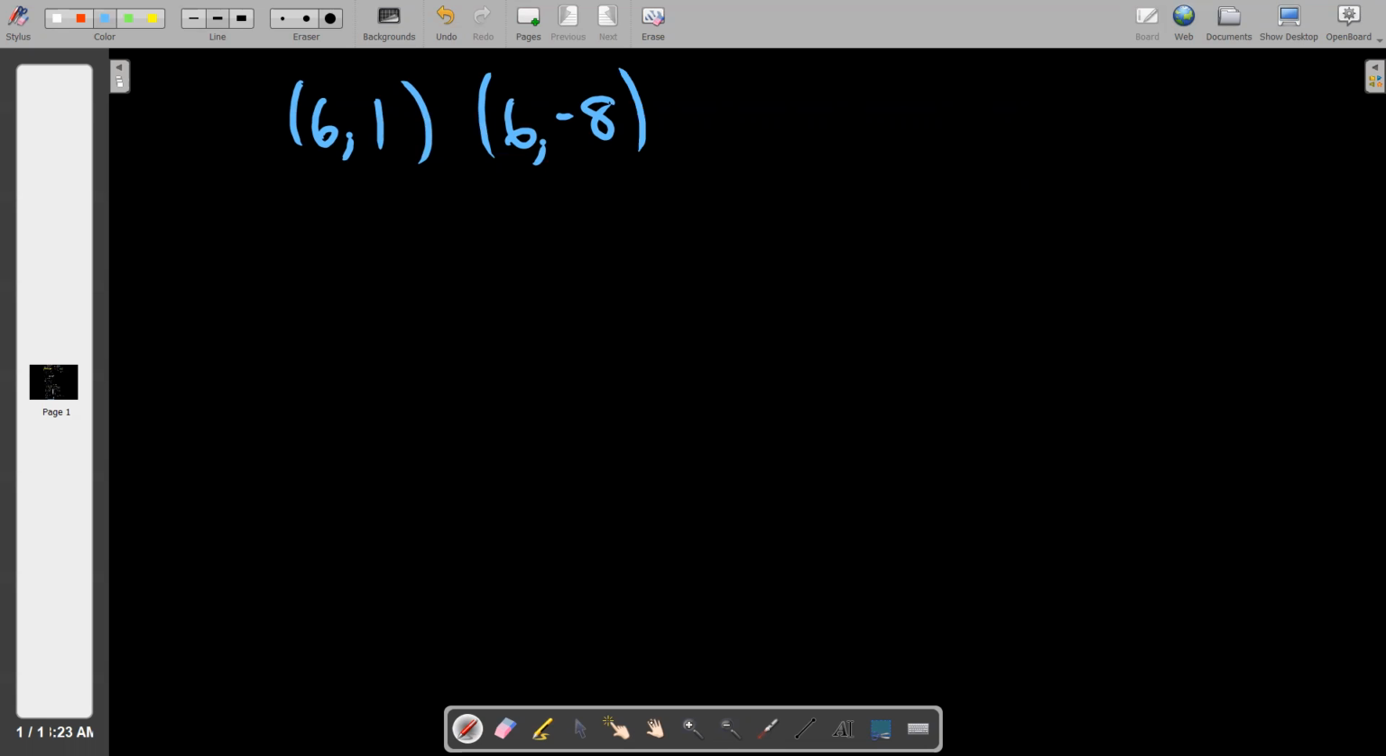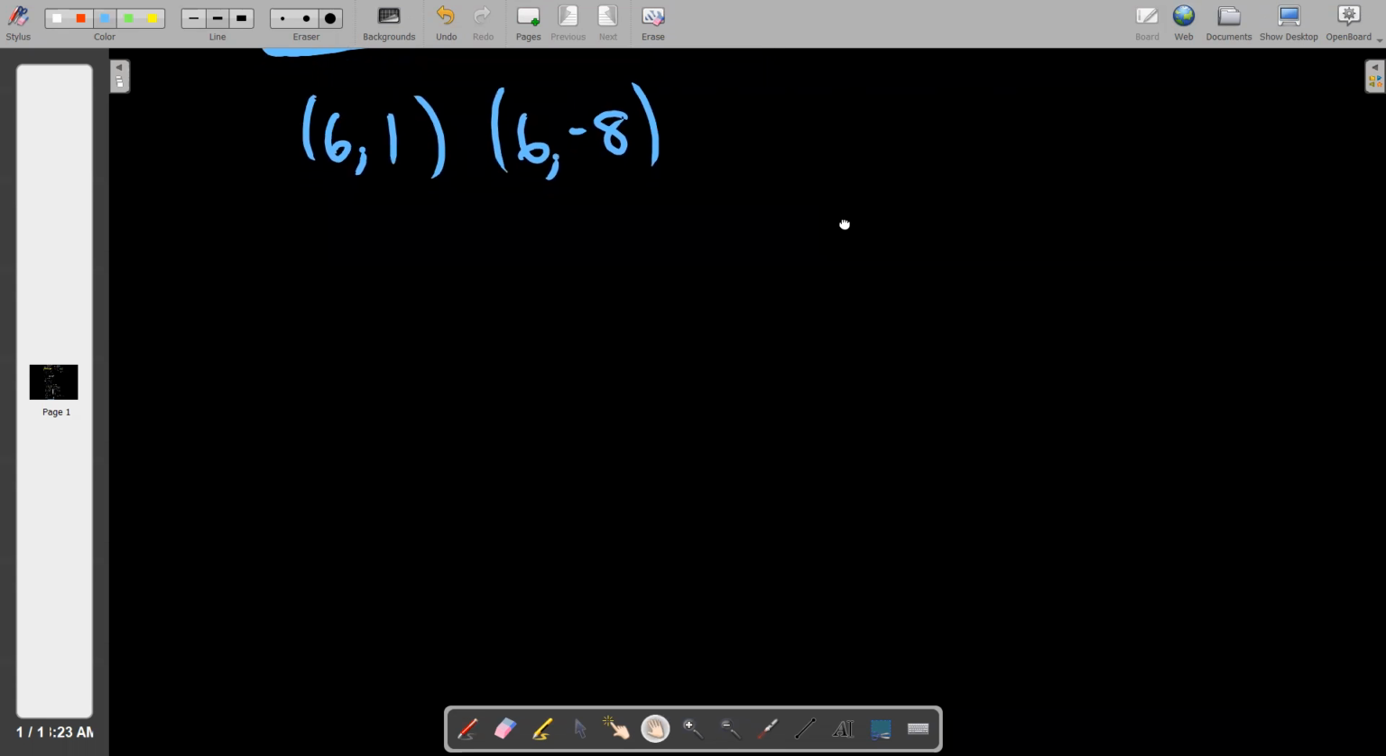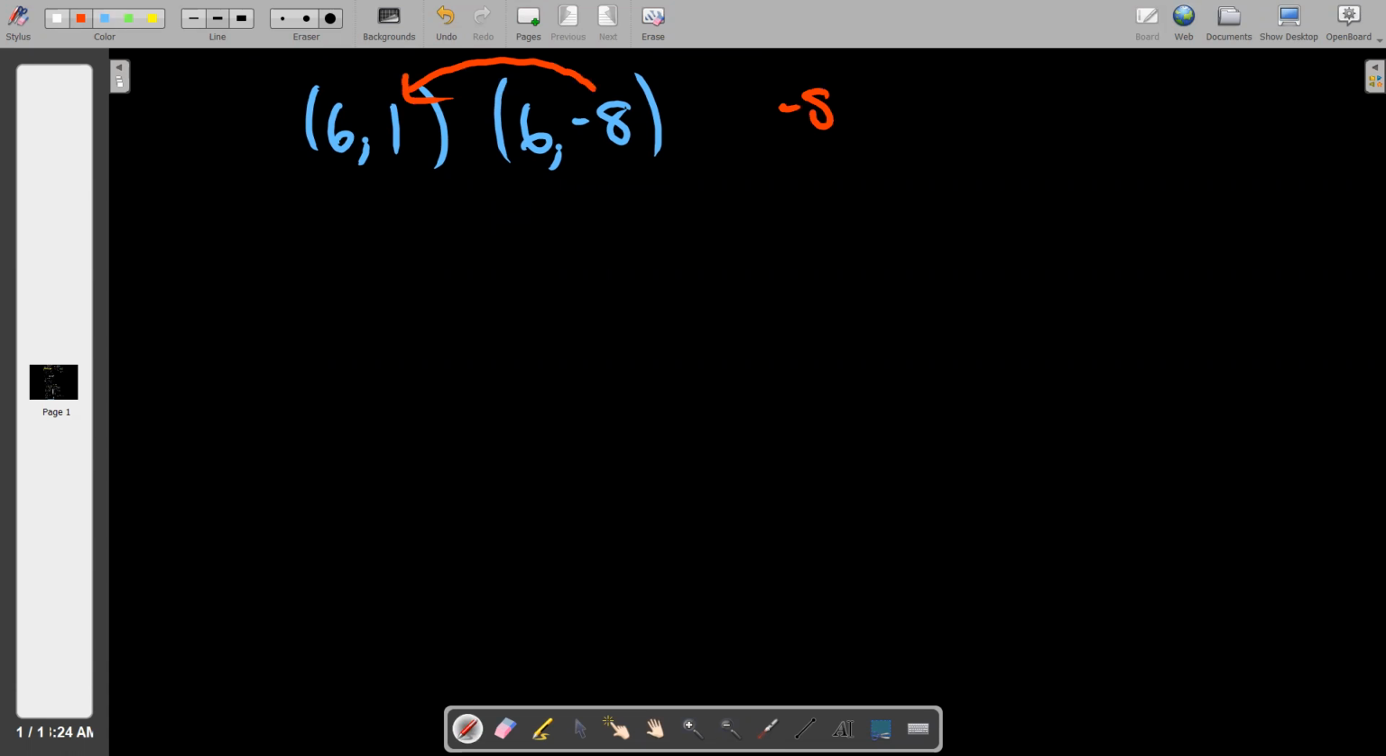So if you're working on something else, you should stop and listen, because this is probably going to happen to you too. So take a look here. I know it's hard because you're in the middle of a problem, but you'll want to know this. When I go to find the slope, I do -8 minus 1. That goes on top. And then on bottom, I'll do 6 minus 6.